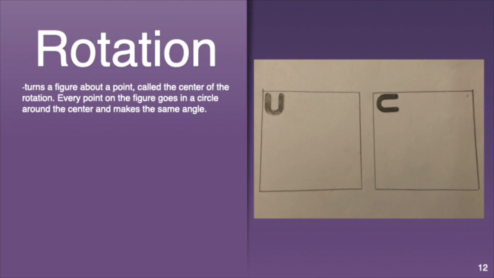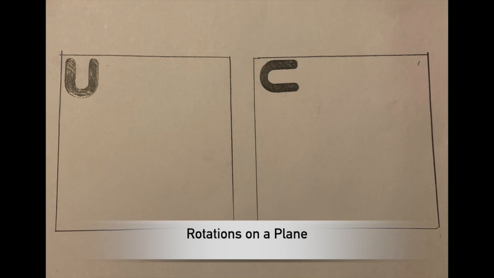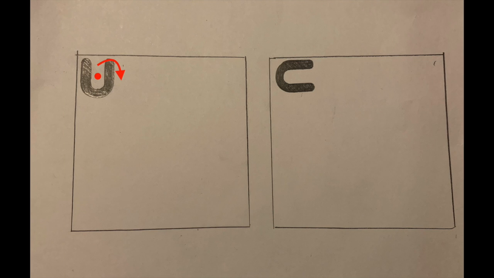Let's talk about the next type of transformation, rotation. This turns a figure about a point called the center of the rotation. Every point in the figure goes in a circle around the center, making the same angle. For a basic description, we're describing a rotation on a plane. We're just looking at what direction it turns. You can see that the letter U turns clockwise to the right and is facing a different direction in the second frame.